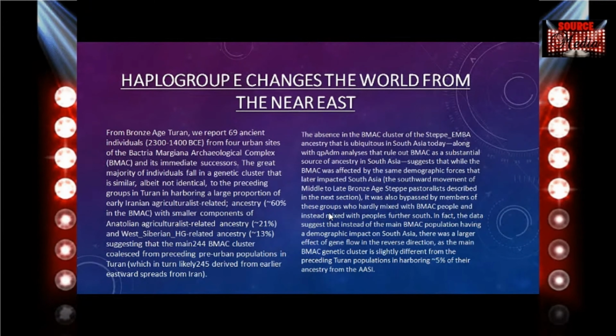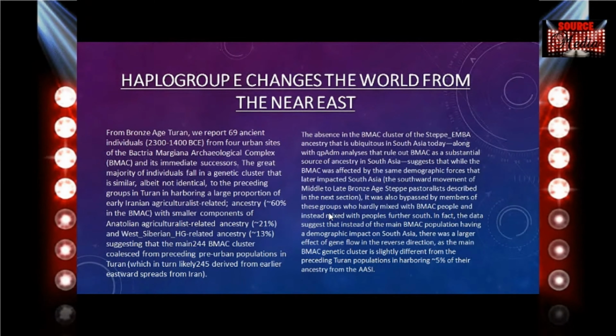Again, haplogroup E. From Bronze Age Tehran, we report 69 ancient individuals between 2300 and 1400 BCE from 4 urban sites of the BMAC culture and its intermediate successors.